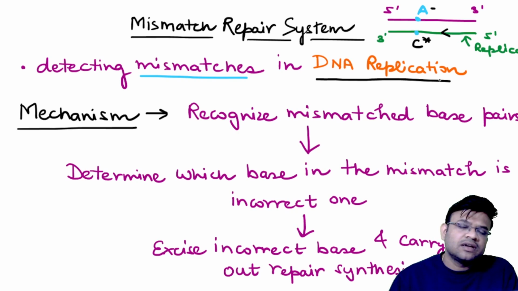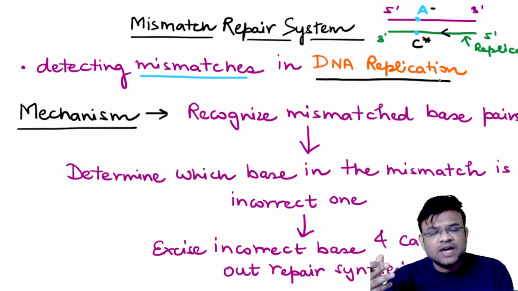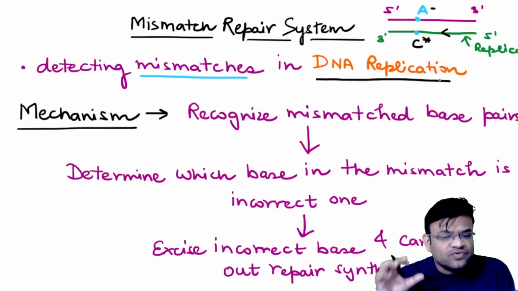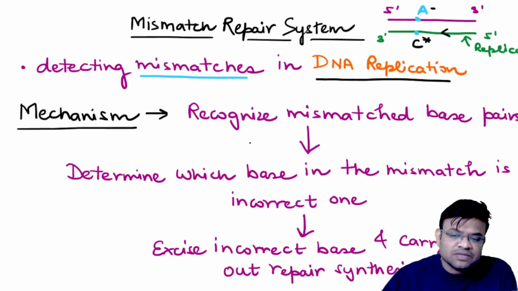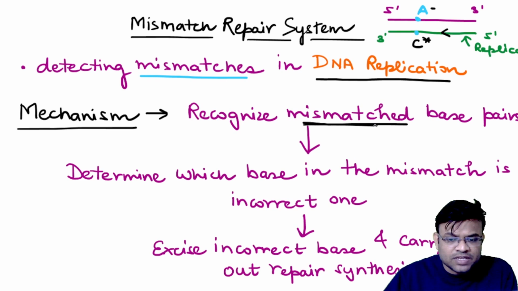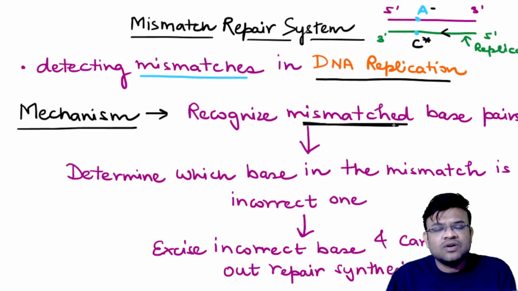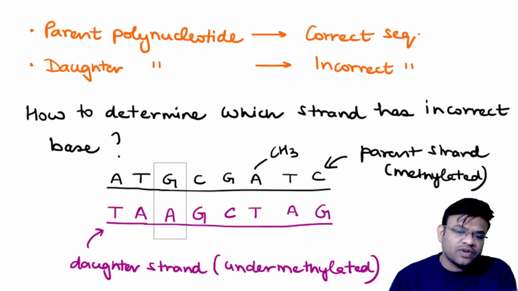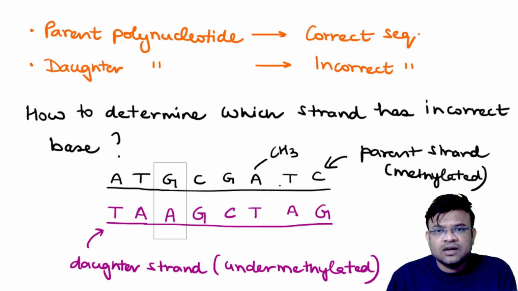So firstly, when the mismatch repair system functions, it has to first of all recognize the mismatched base pairs. So, what do you understand from mismatched? I've already said what is the meaning of mismatched. You can see over here also, I've shown that the black strand over here, A, T, G, C, G, A, T, C, this is the original strand, and it has undergone replication.